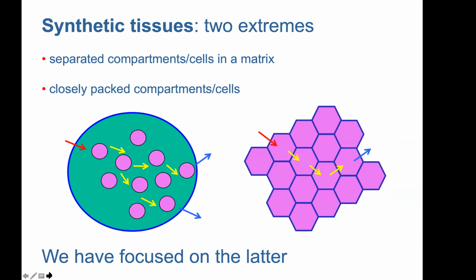And there are two ways that I think of looking at synthetic tissues. On the left, we have separated compartments or cells in a matrix. And another type of tissue is comprised of closely packed compartments or cells. And they're shown on the right-hand side. And that's what we've focused on.